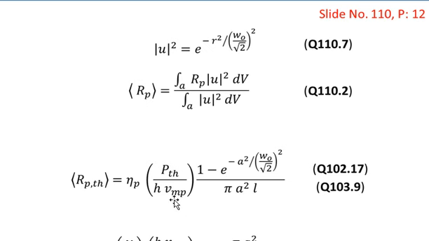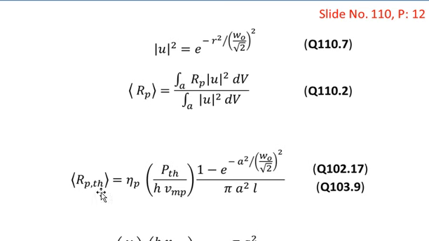Nu MP is actually the minimum pump frequency required to raise the population from the ground level to the upper laser level. And here I have the term 1 minus e to the power minus a square. A is the radius of the active medium rod, e to the power minus a of the cladded region, 1 minus e to the power minus a square over square of w naught over square root of 2. And in the denominator, I have pi a square L, where L is the length of the active medium rod.